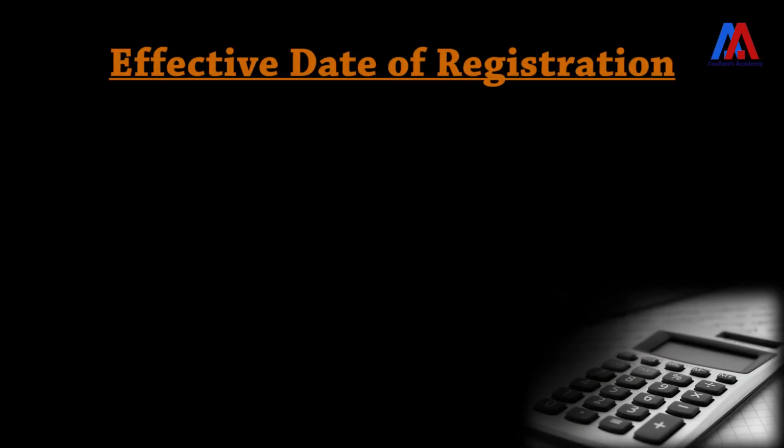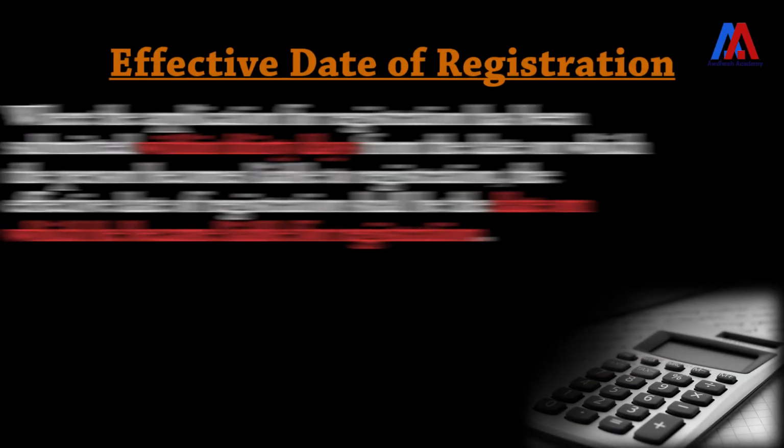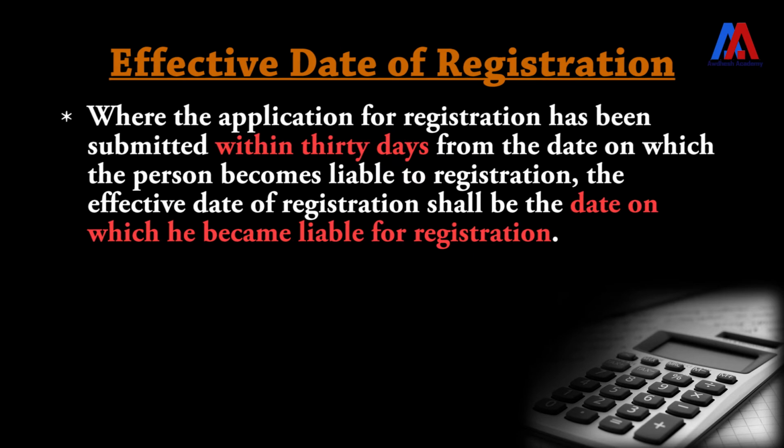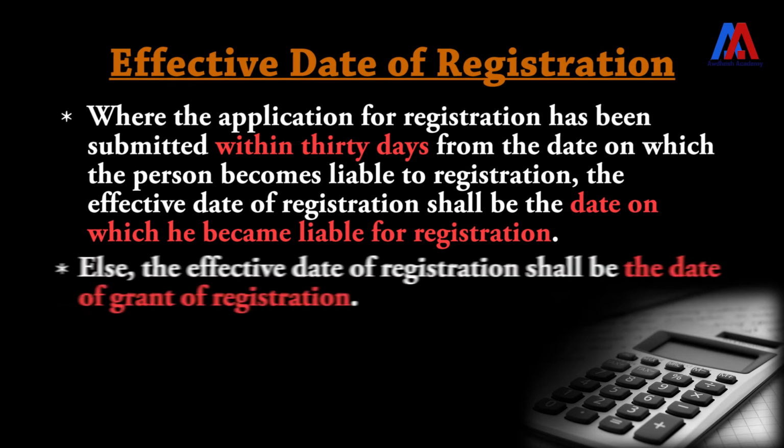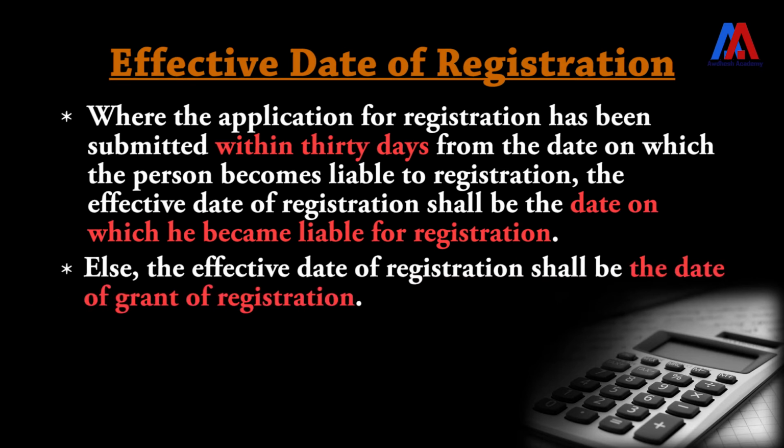Let us now know the effective date of registration. We know that if you have become eligible for registration or you are required to take registration, then within 30 days you have to apply for registration. So if you apply within 30 days of becoming eligible for registration, in that situation, if the registration is given, whichever is the date, it shall be applicable from the date on which you have become liable for registration. If suppose you fail to apply for registration within 30 days, in that situation the effective date of registration shall be the date of grant of registration.